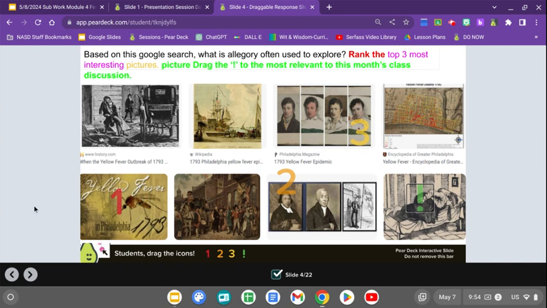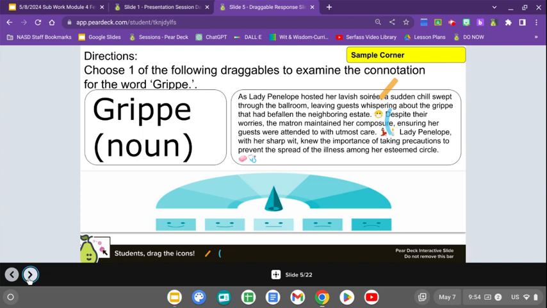Excellent work. Slide 5. Choose one of the following draggables to examine the connotation for the word grip. Grip, it's a noun. As Lady Penelope hosted her lavish soiree, a sudden chill swept through the ballroom, leaving guests whispering about the grip that had befallen the neighboring estate. And notice here that there's an emoji with a mask on.